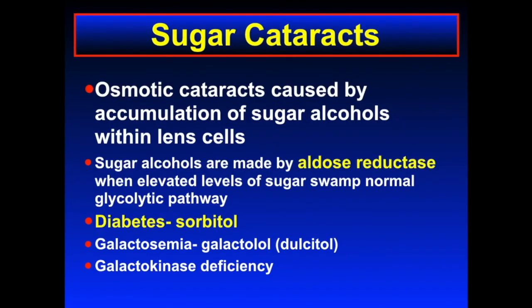Sugar cataracts are osmotic cataracts caused by the accumulation of sugar alcohols within lens cells. The sugar alcohols are made by the aldose reductase pathway when the normal glycolytic pathway is swamped by excess substrate. The sugar alcohol in diabetes is sorbitol. The sugar alcohol in galactosemia is galactitol or dulcitol.